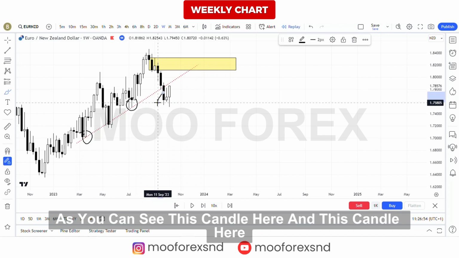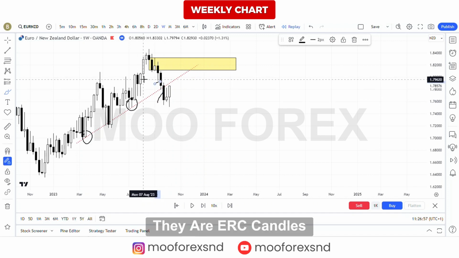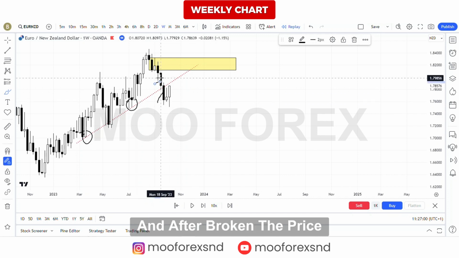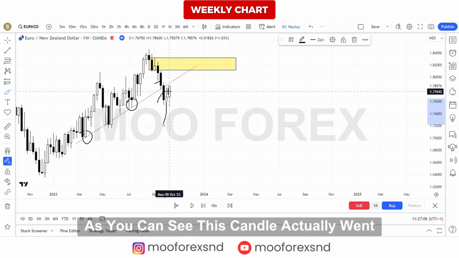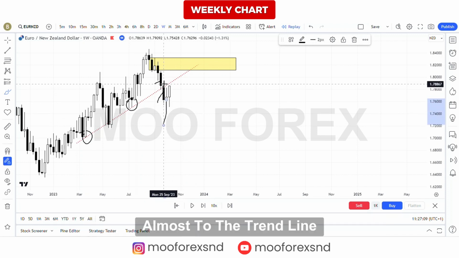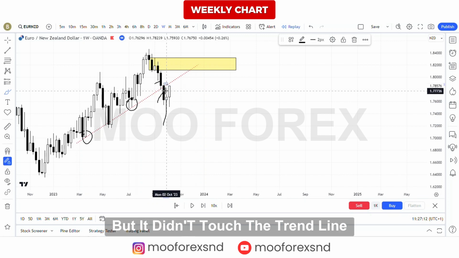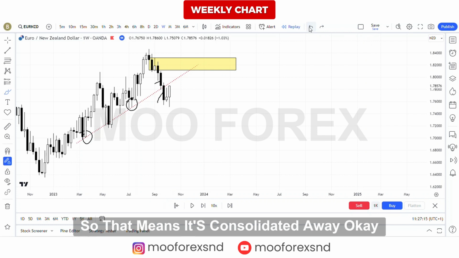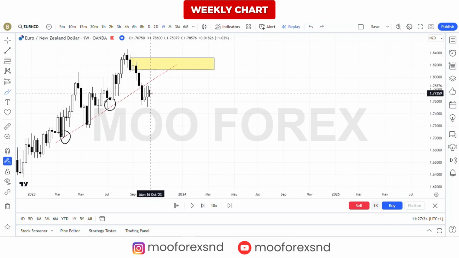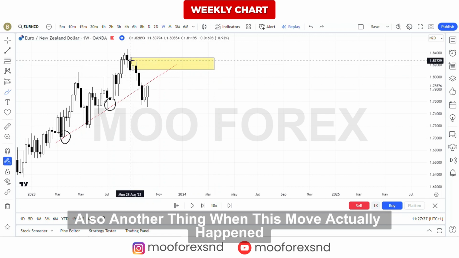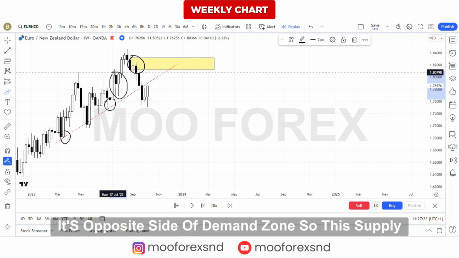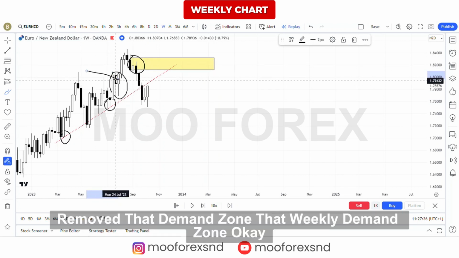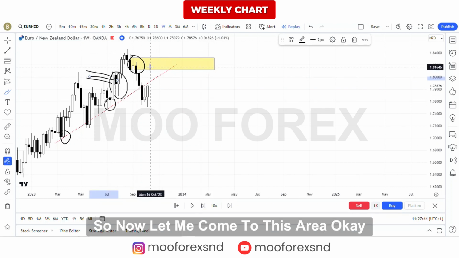As you can see, this candle here and this candle here, they are ERC candles, and after the break the price actually consolidated away with this candle. This candle went almost to the trend line, but it didn't touch the trend line, so that means it consolidated away. Also, when this move happened, it took out this demand zone. It's the opposite side of the demand zone, so this supply removed that weekly demand zone.